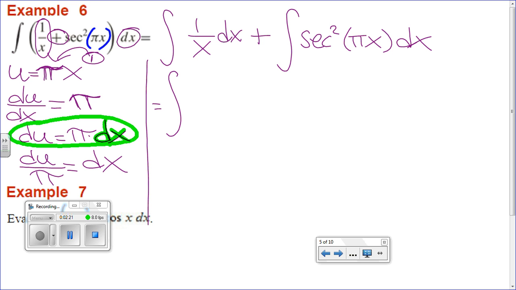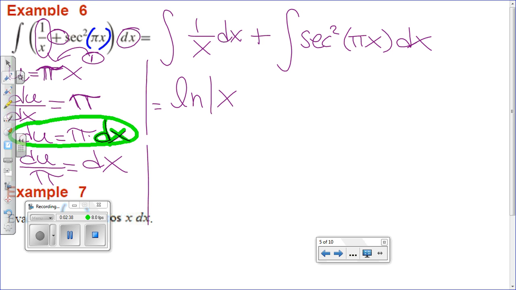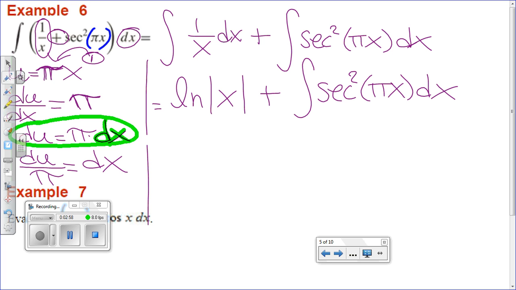Okay, the first integral is one of the formulas. Once I solve it, I don't need the integral symbol anymore. So that's going to be natural log of the absolute value of x. And if you're thinking about the constant c, we'll have it at the end. Plus the second integral, the integral of secant squared of pi x dx. So now the u substitution is going to be used here.